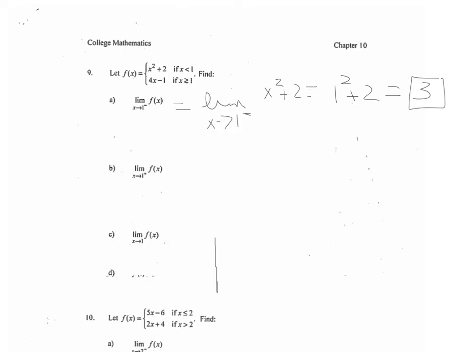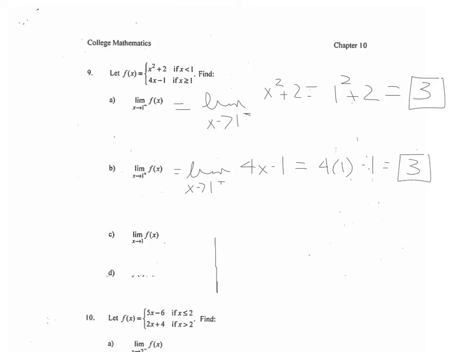Now, what's it asking me to do on the next one? Come from the right. So you guys would need to do what? Plug it into the second function, because the second function is what you use if x is greater than or equal to 1. So greater than or equal to means we'd be coming from the right side. So I'm going to plug into 4x minus 1. And when I do that, 4 times 1 minus 1 is how much?